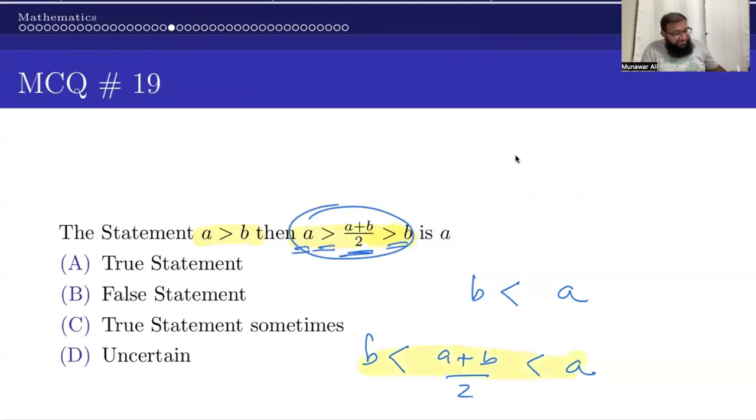You can see this is a true statement, not true just sometimes. It is always a true statement, and you can verify it by using some numbers, but this is how we prove it. We can prove this thing as well, but I think proving is not that important, so no need to do that. But can we prove it? The answer is yes.